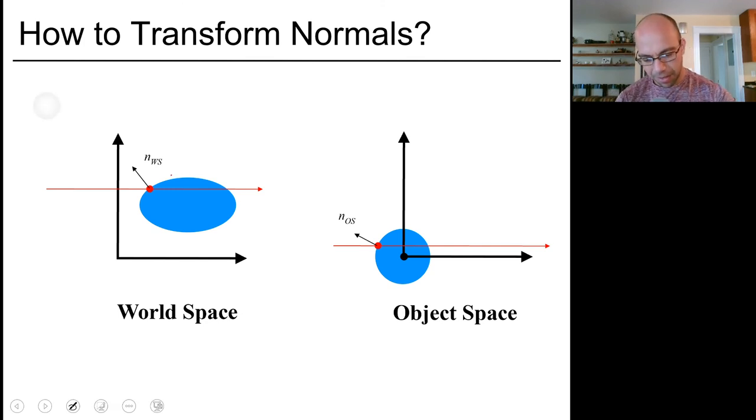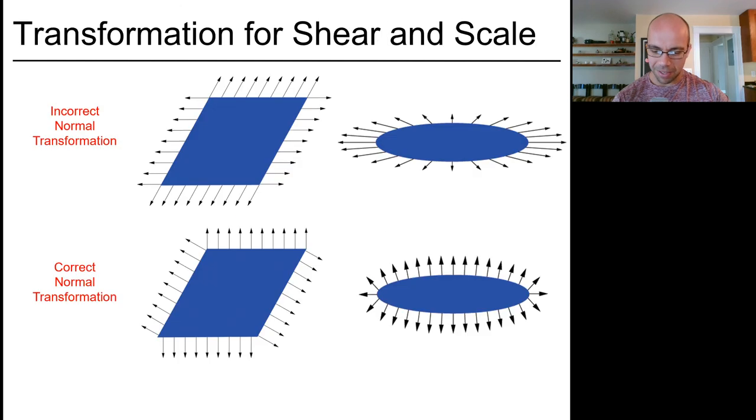Remember that normal vectors are 90 degrees perpendicular to a surface. And here's where things get a little bit fishy. So here on the top side, I've drawn for you something that is incorrect. Namely, I've taken two shapes. One is a square and one is a circle. And I've computed their normal vectors.